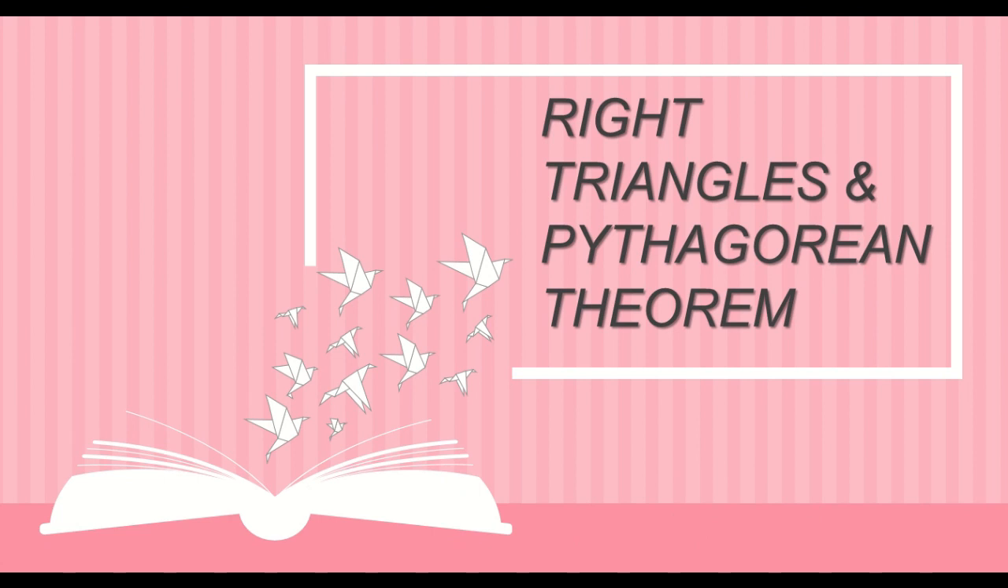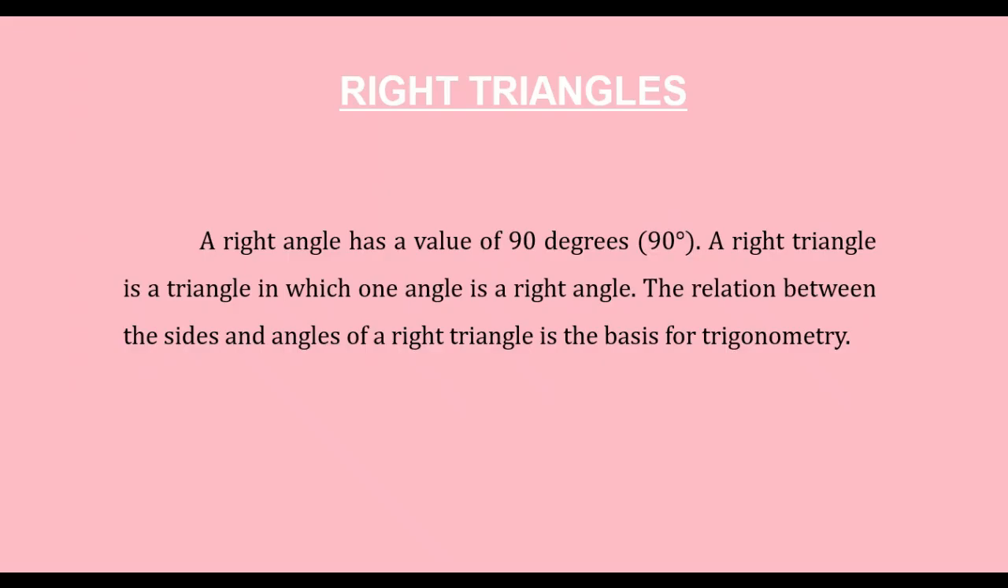Triangles and Pythagorean theorem. What is the right triangle? A right angle has a value of 90 degrees. A right triangle is a triangle in which one angle is a right angle. The relation between the sides and angles of a right triangle is the basis for trigonometry.